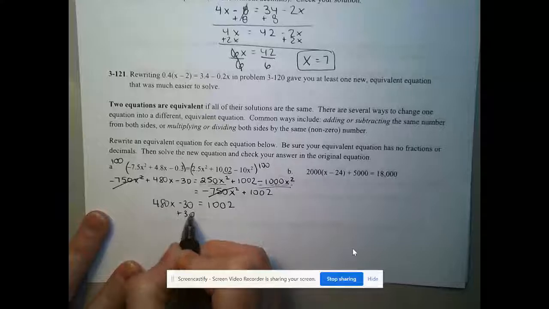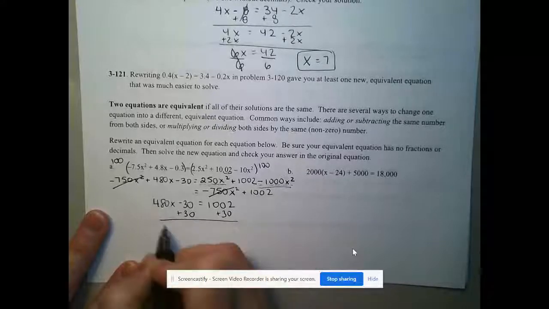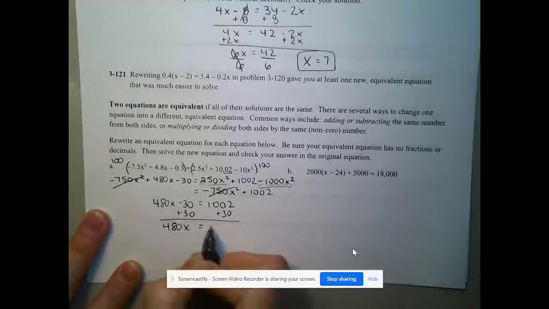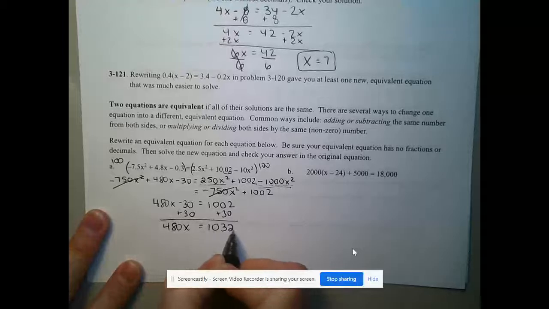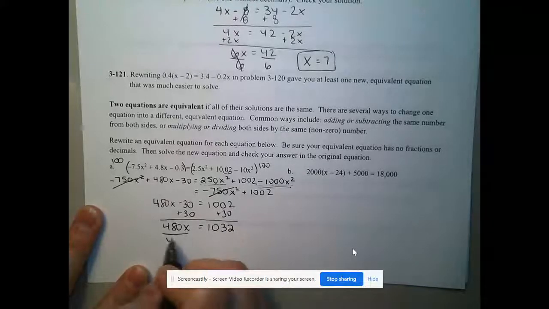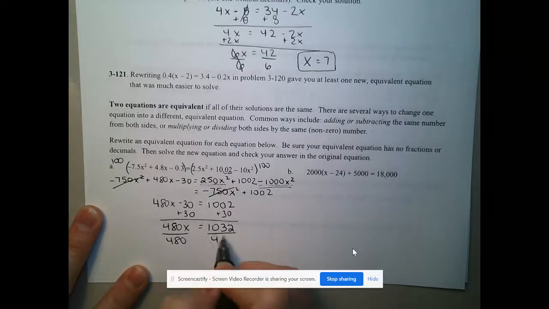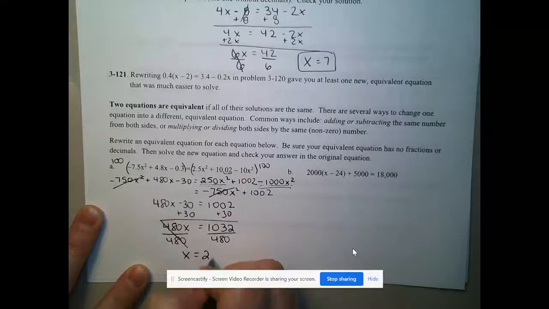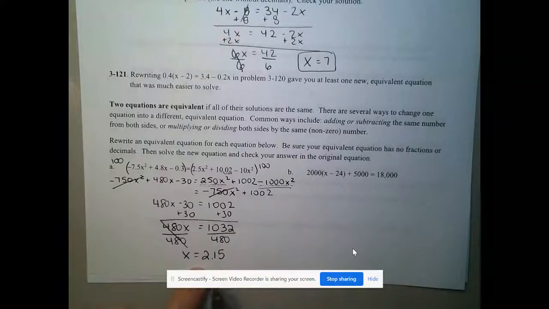I'm going to add 30 to both sides. 480x equals 1032. And then divide both sides by 480, just following the regular order of operations backward. X equals 2.15.